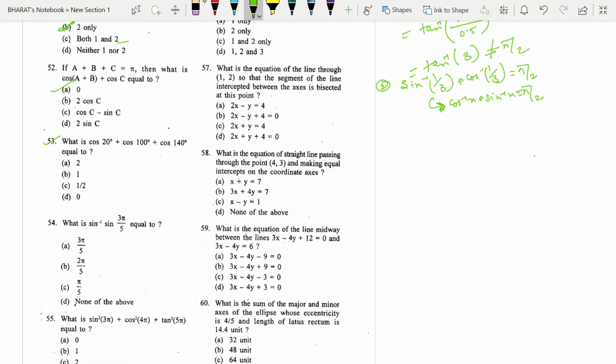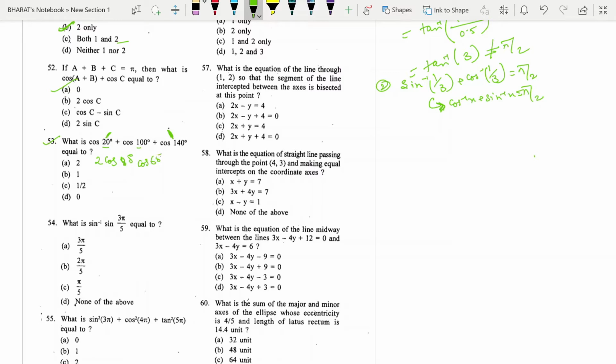Now moving to question number 53, what it says: what is cos 20 degree plus cos 100 degree plus cos 140 degree? If you know the formula of cos A plus cos B, we will do the same here. We will take the last ones, that will somewhat make our work easier. Cos A plus cos B is equal to 2 cos((A+B)/2) cos((A−B)/2), and (A+B)/2 is 160 degree upon 2, that is 80 degree, and (A−B)/2 is 120 by 2, that is 60 degree.